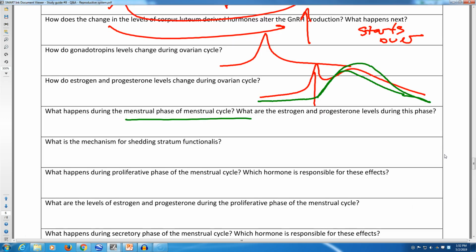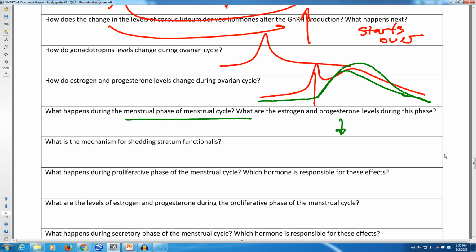Menstrual phase. Menses happen. Okay, estrogen and progesterone levels are low at this phase. Mechanism for shedding: blood vessels constrict, deprive the stratum functionalis of blood, cells die, then blood vessels dilate, and blood rushes in and washes away the dead stratum functionalis.